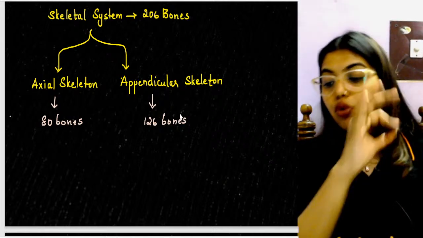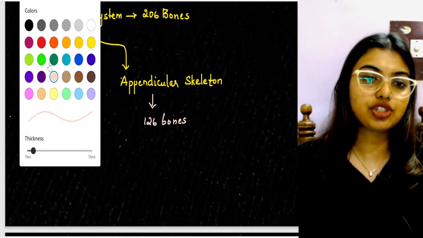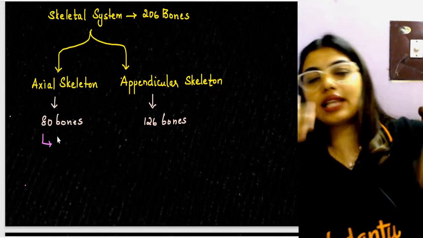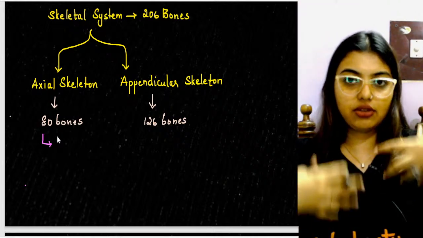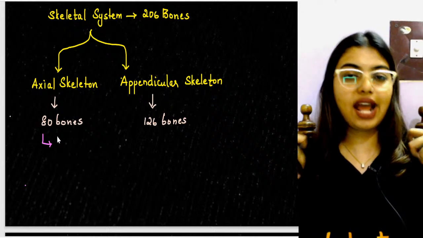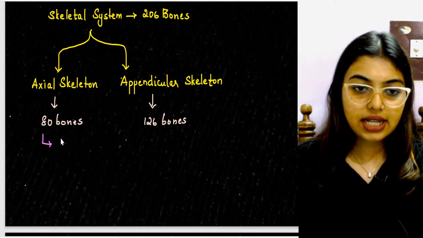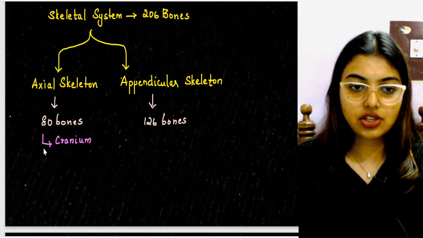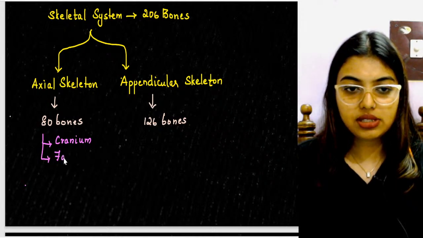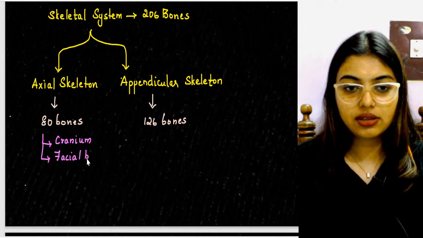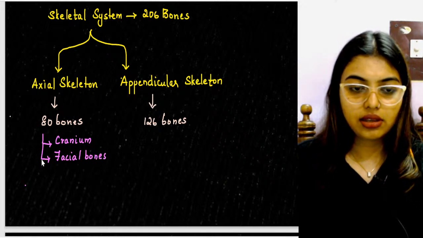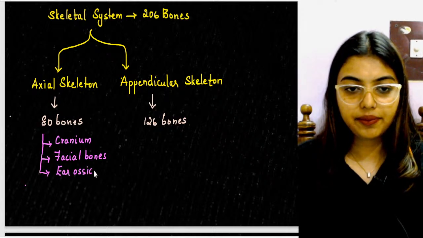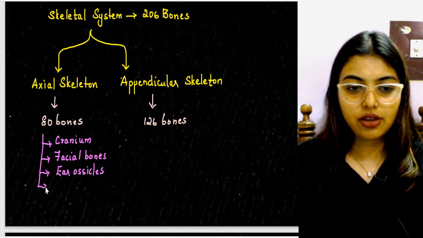Now first I will teach you what is present in each of them. See students, this one starts with your cranium. So axial skeleton means this part of your body. Appendicular means this part of your body, your hands and your legs. Now axial skeleton consists of your cranium, that is your skull, your facial bones, ear ossicles, hyoid.